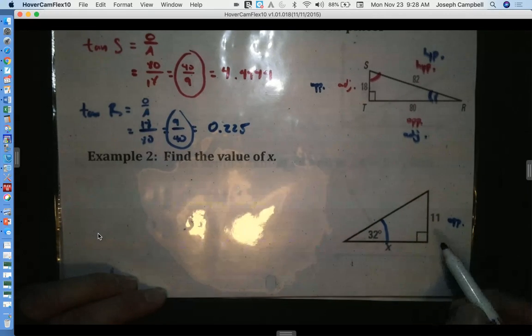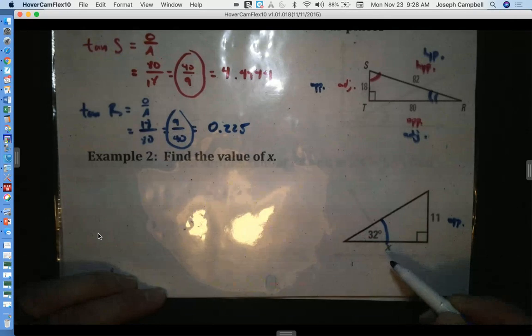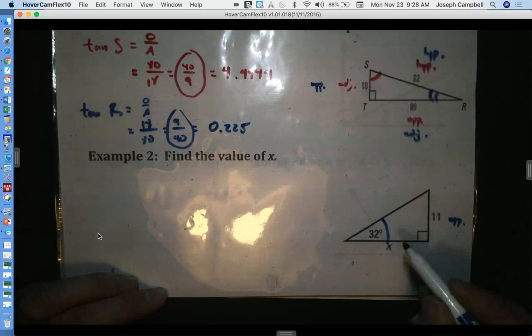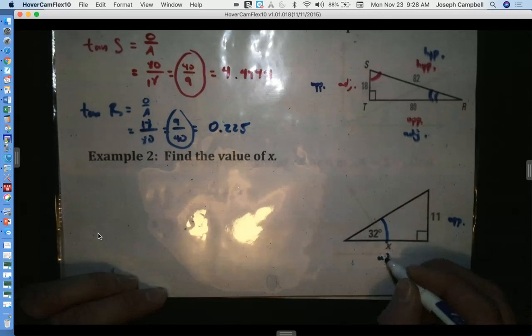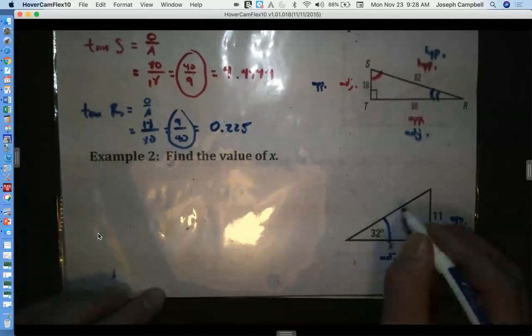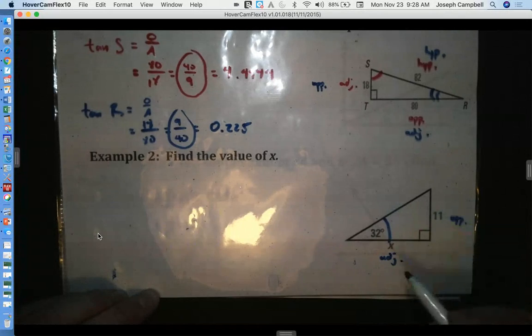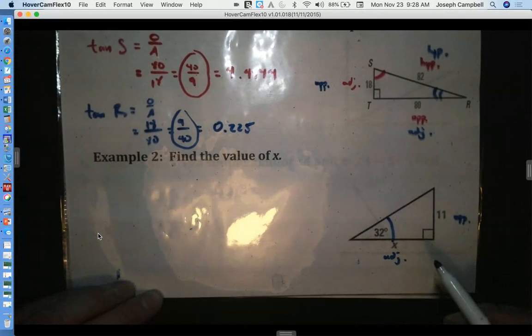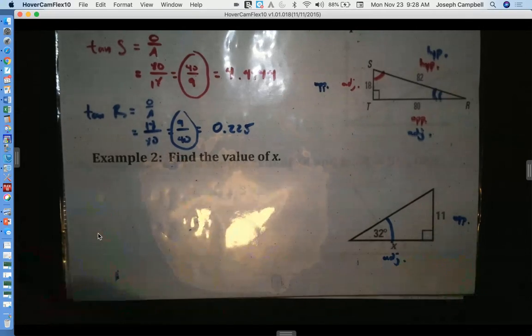Okay. In relation to 32, what's x? Is it the adjacent or the hypotenuse? Well, this is the adjacent. Okay. So I don't have the hypotenuse. I have no choice here other than to use trigonometry to solve. I can't use the Pythagorean theorem, right?